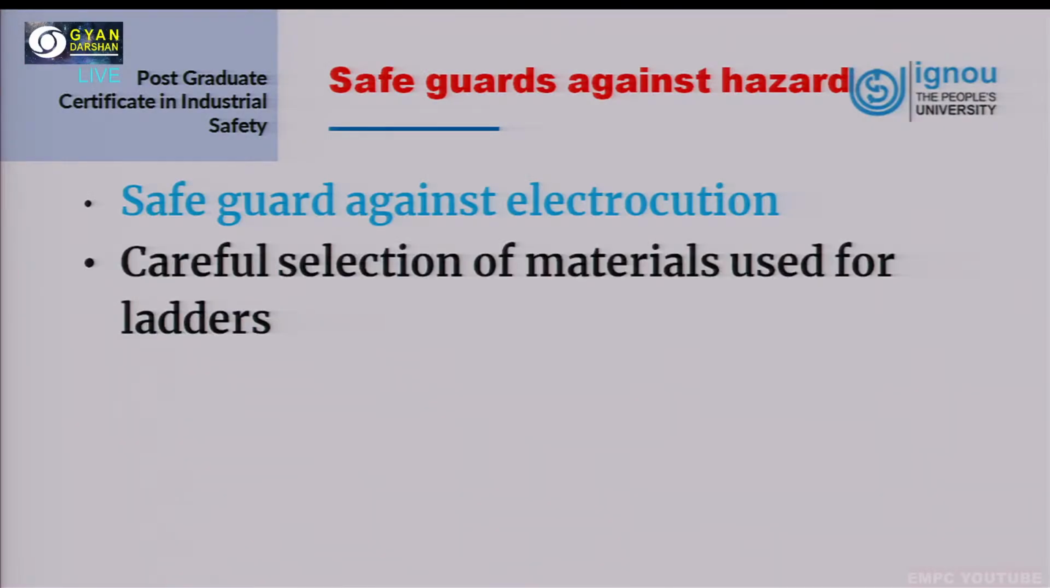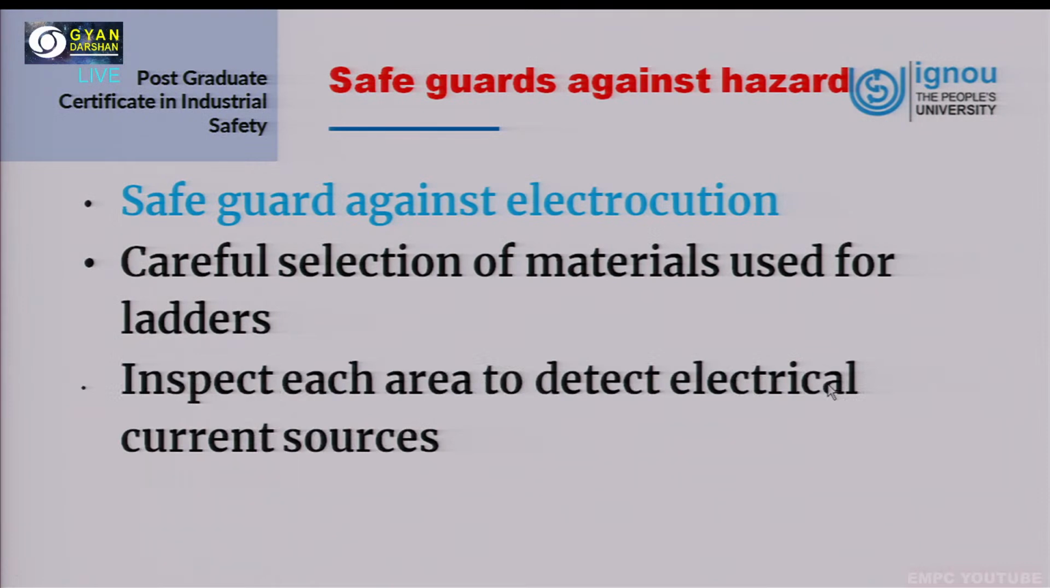First is the careful selection of materials used for ladders. As I mentioned earlier, we must be using non-conductive materials. So this would eliminate almost all metals. We know that aluminum ladders are quite sturdy for construction purposes, but in order to avoid electrocution, we might go for fiberglass or wood.